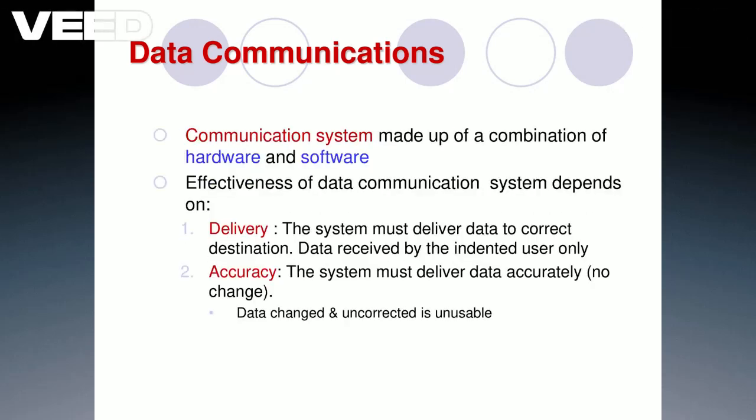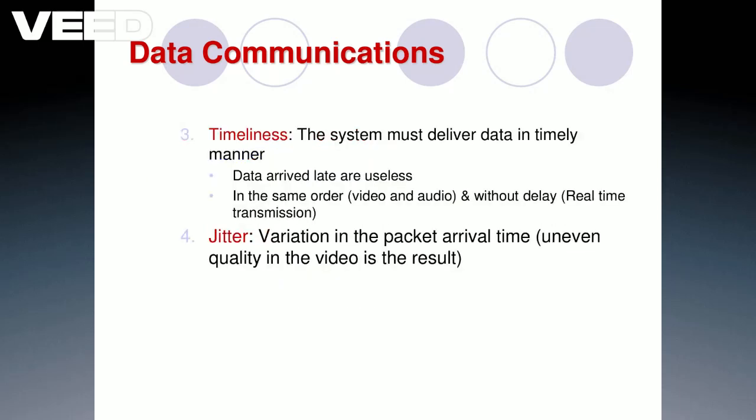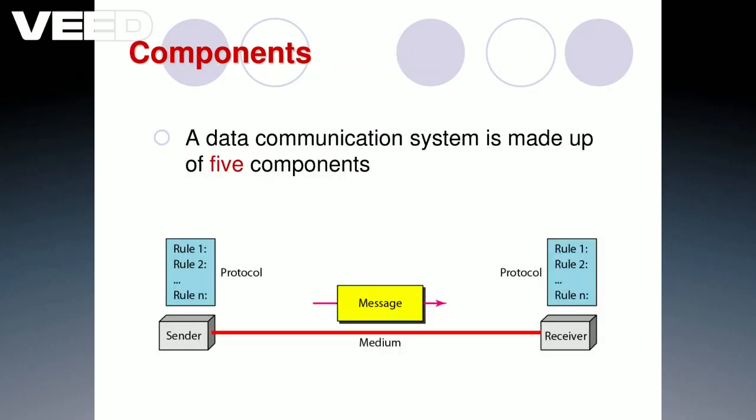Delivery means we have to deliver the data to the correct destination. Accuracy means we have to transfer the data in the correct form. Whatever data is sent by the sender should be received by the receiver. Timeliness means we have to transfer the data quickly. Jitter means variable delay.